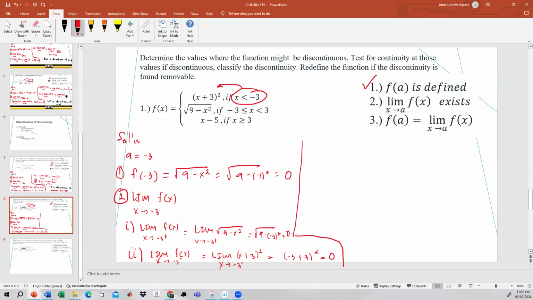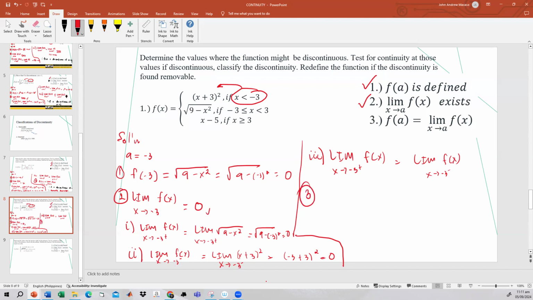So in that case, class, we'll proceed now to the third condition for the two-sided limit, wherein the right side limit as x approaches -3 from the right is equal to the limit of f of x as x approaches -3 from the left. Do you agree that they are equal? Of course, yes, because they are both equal to 0. So it means that for the second condition, yes, the limit exists and the value of the limit is 0. So the second condition will be satisfied.